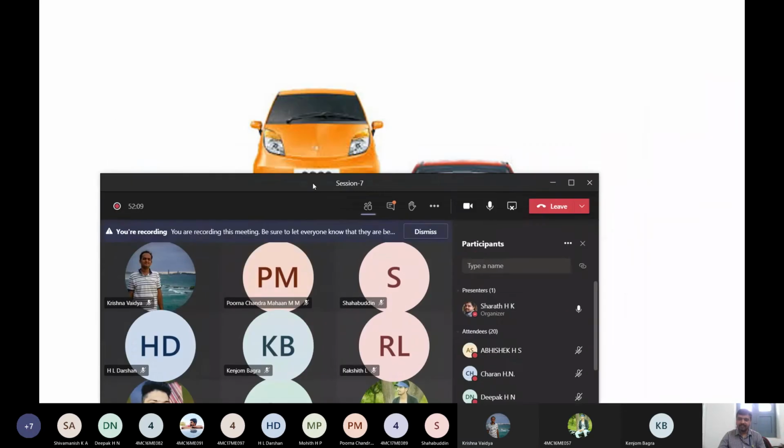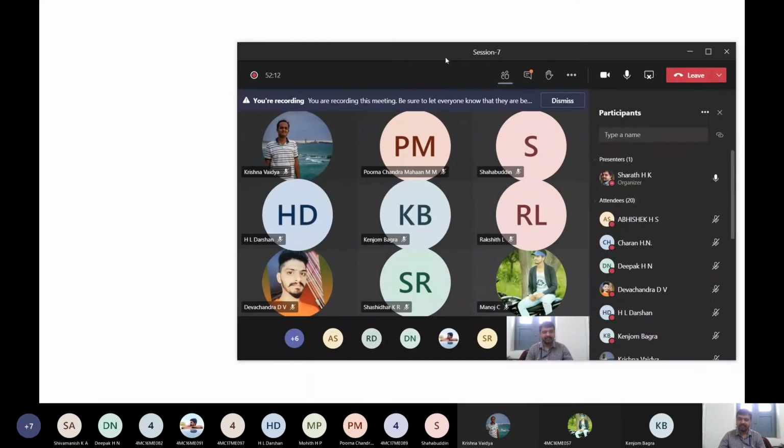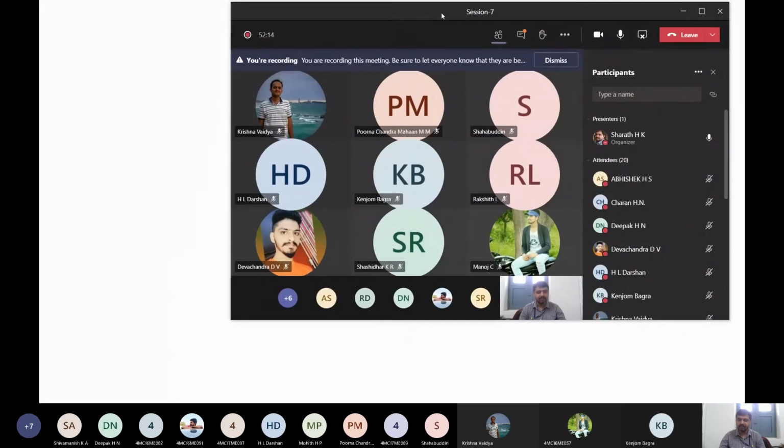So the consumer base of both Nano and Alto is the same. Both are low-cost cars. Okay, that means they are targeting the same set of consumers. But people accepted Alto, even though they were ready to pay 1 or 2 lakhs more compared to the Nano car, but they don't want to have the Nano car.